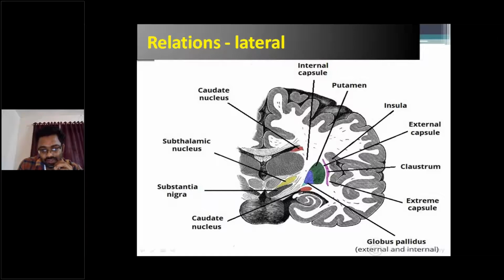All of you know the insula. The insula is a submerged cortex beneath the stem of the lateral sulcus. So these are the lateral relations of the lentiform nucleus. The lentiform nucleus is laterally related to the external capsule, claustrum, extreme capsule, and insula.